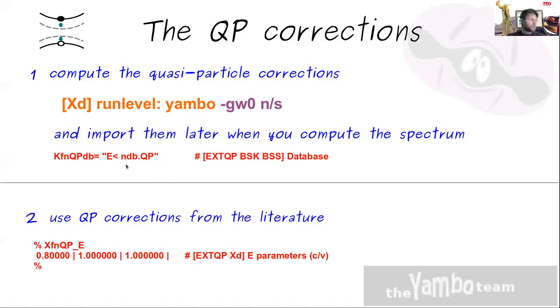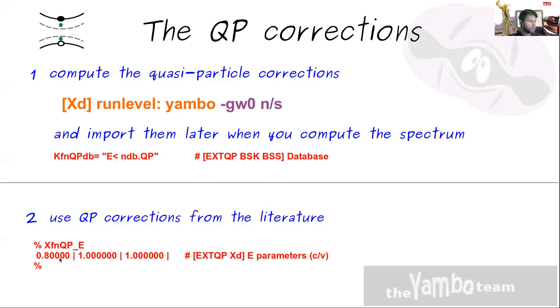In case you didn't perform a quasi-particle calculation, you may also use an alternative way, that is to add the QP corrections from this input variable. For example, you can look at the literature and see that for your specific material, the main effect of quasi-particle correction is to open a gap of 0.8 eV, and then you can put this 0.8 in this input variable.